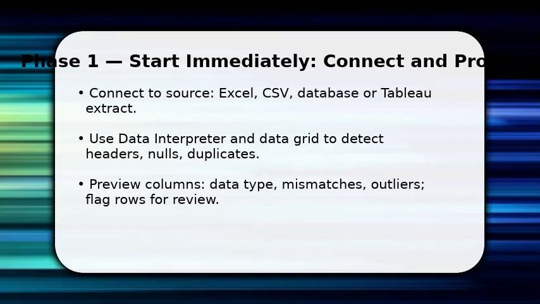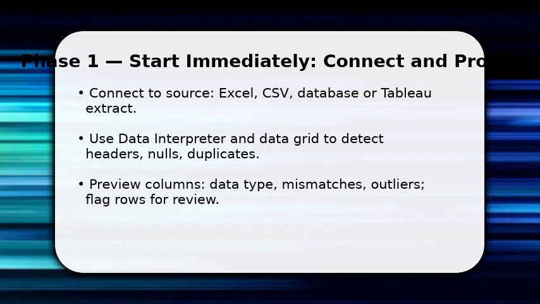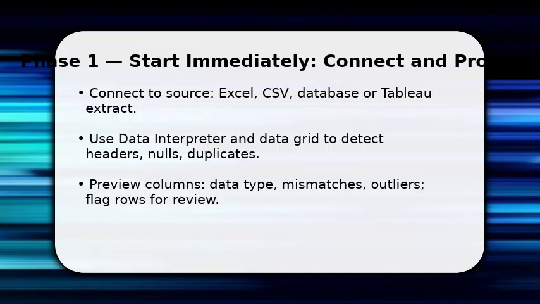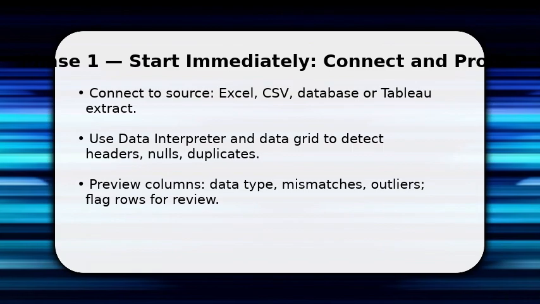You begin by connecting to your data source right away. Open the file or server and choose the correct connection type. Once connected, scan the data grid and enable Data Interpreter to surface header rows and split combined fields. Make sure to inspect inferred data types, string versus date or number, and mark obvious nulls or duplicate key rows for later removal, because early profiling reduces surprises downstream and speeds up the cleaning workflow.